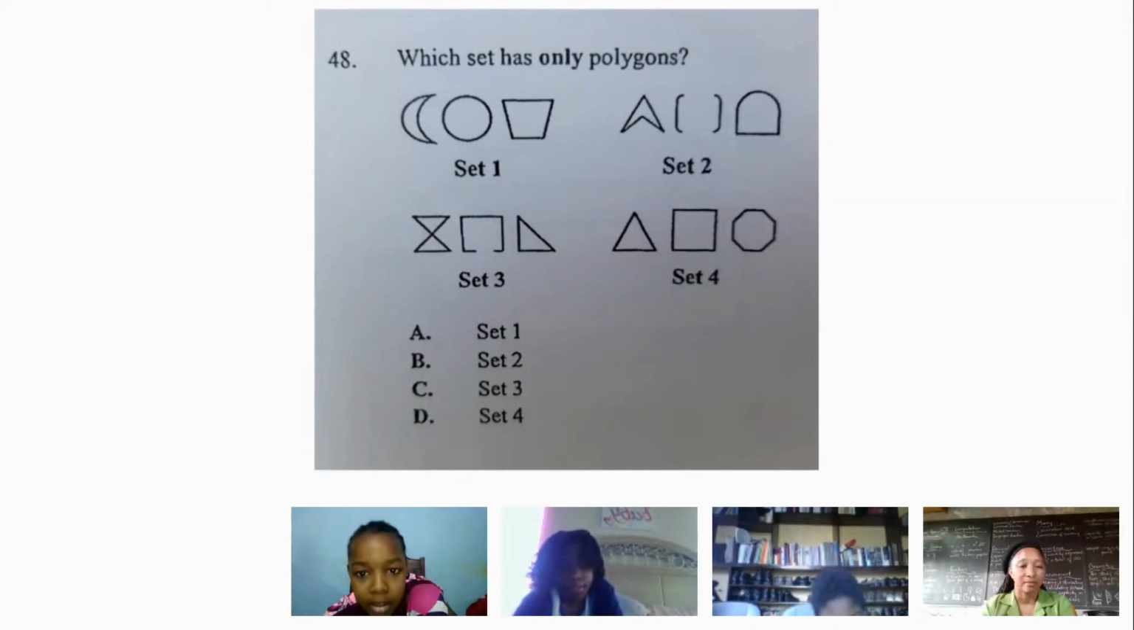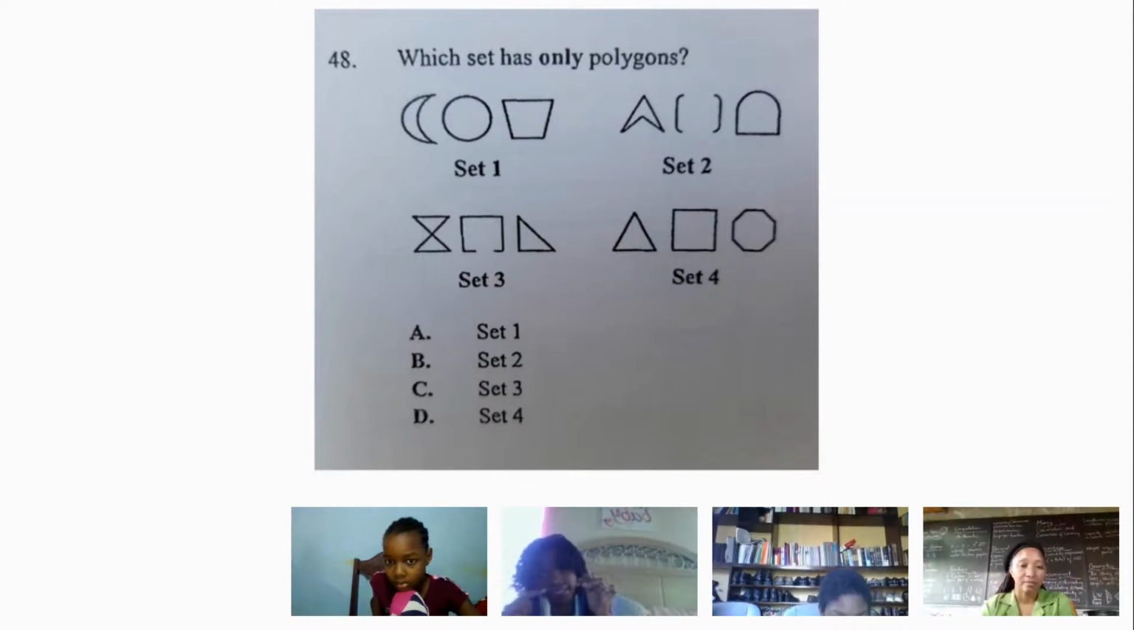How do we know they are polygons? Miss, may I say? Go ahead, Madison. Because polygons cannot have curved lines. All right, so the polygon cannot have a curve. So we know these two are out because they are curved. What else? Polygons cannot have like a space. They have to be full. Right, so they cannot be open, they have to be closed.